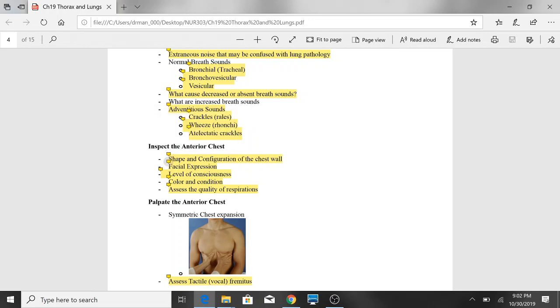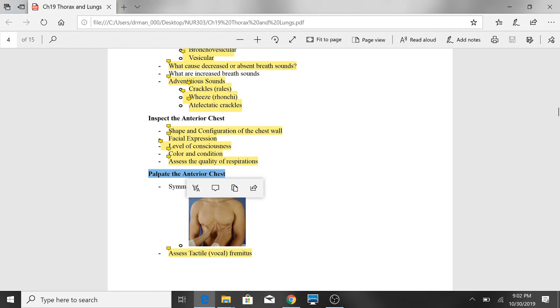Facial expression should be relaxed and benign. No conscious effort should be needed for breathing. Level of consciousness: they should be alert and cooperative. Color and condition: their nails and skin color should be fine. And assess the quality of respiration, which should be automatic, effortless breathing.